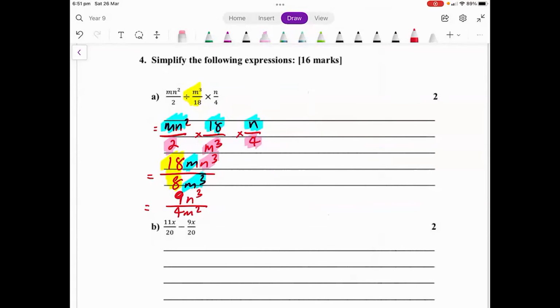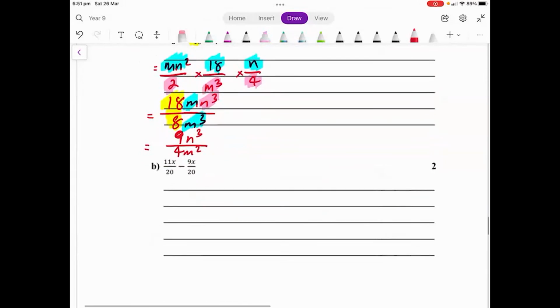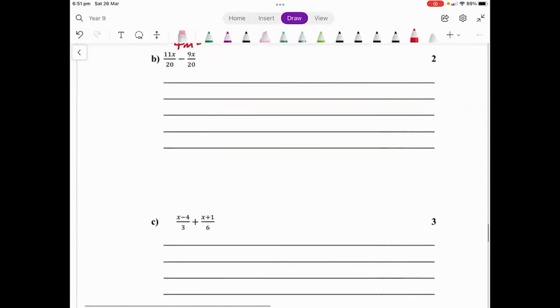Question B, I'm subtracting fractions, so I need to check that the denominator is the same. In this case it is, so I just subtract the numerators. 11x minus 9x is 2x. I leave 20 as the denominator, but I can simplify 2 over 20. That gets me a final answer of x over 10.